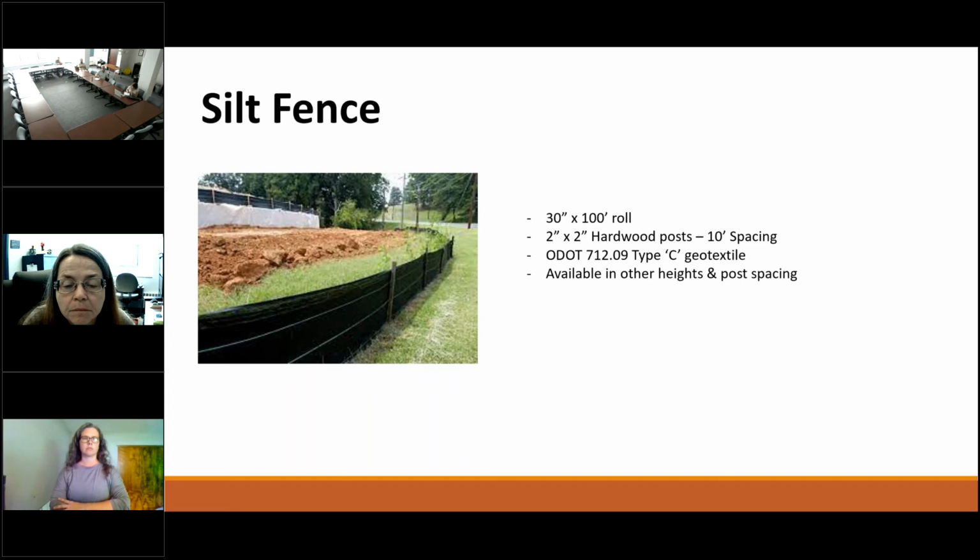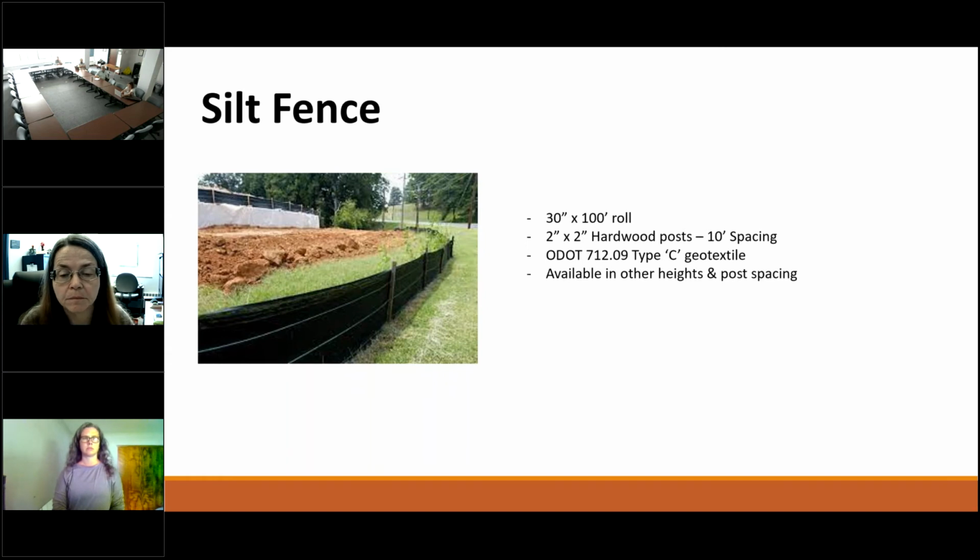You can get these in other heights. You can get a 24-inch, you can get a 36-inch. You can pretty much get whatever you want. And once in a while we'll see these where they need to have a 6-foot post spacing in lieu of a 10-foot. Thing to be careful of on the silt fence, and we've all seen it on job sites before.